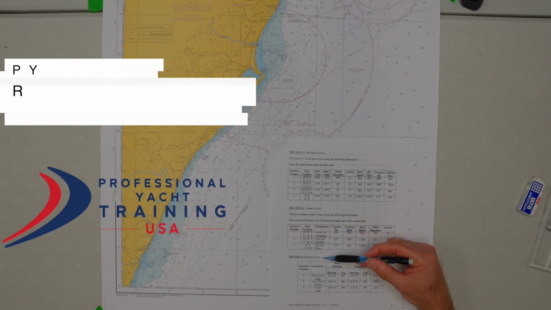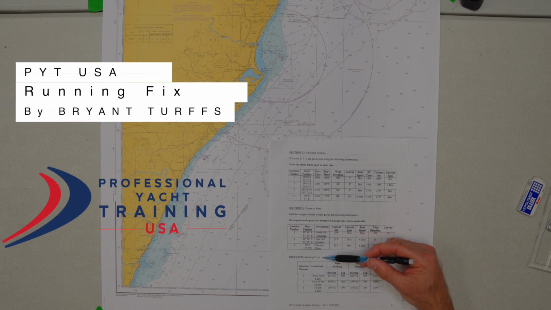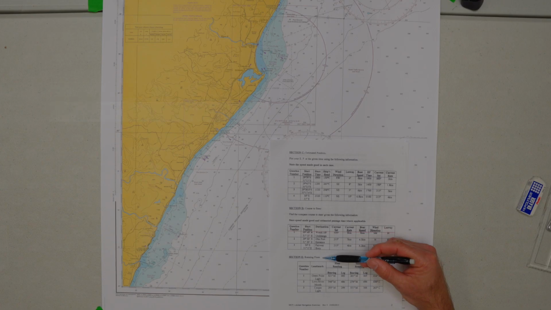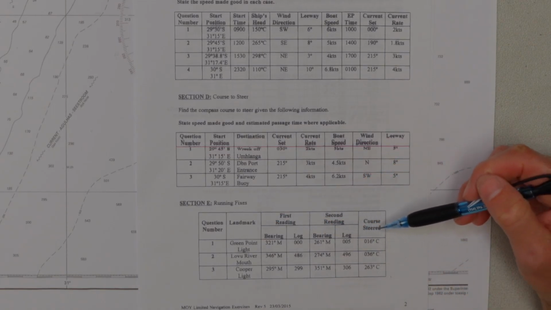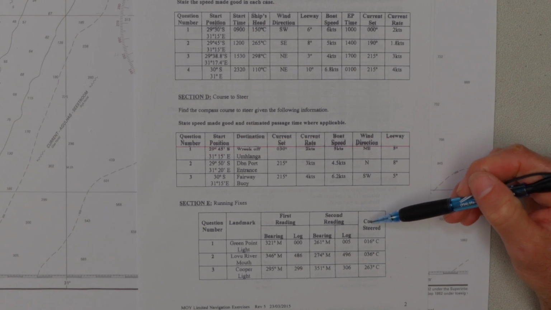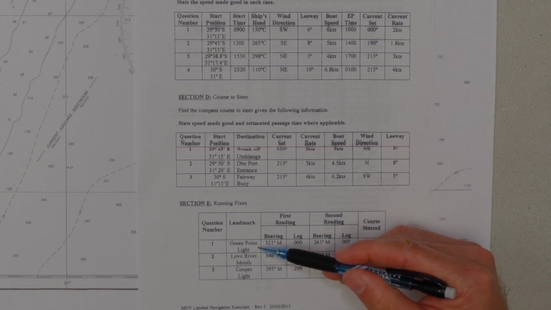Section E is running fixes, so this will be a means of finding our position using only one landmark. They've given us the data in a table format as well. A couple strange things about how it's presented, and we'll deal with that in our workings before we start the plot. But we need to find our landmark for question 1.